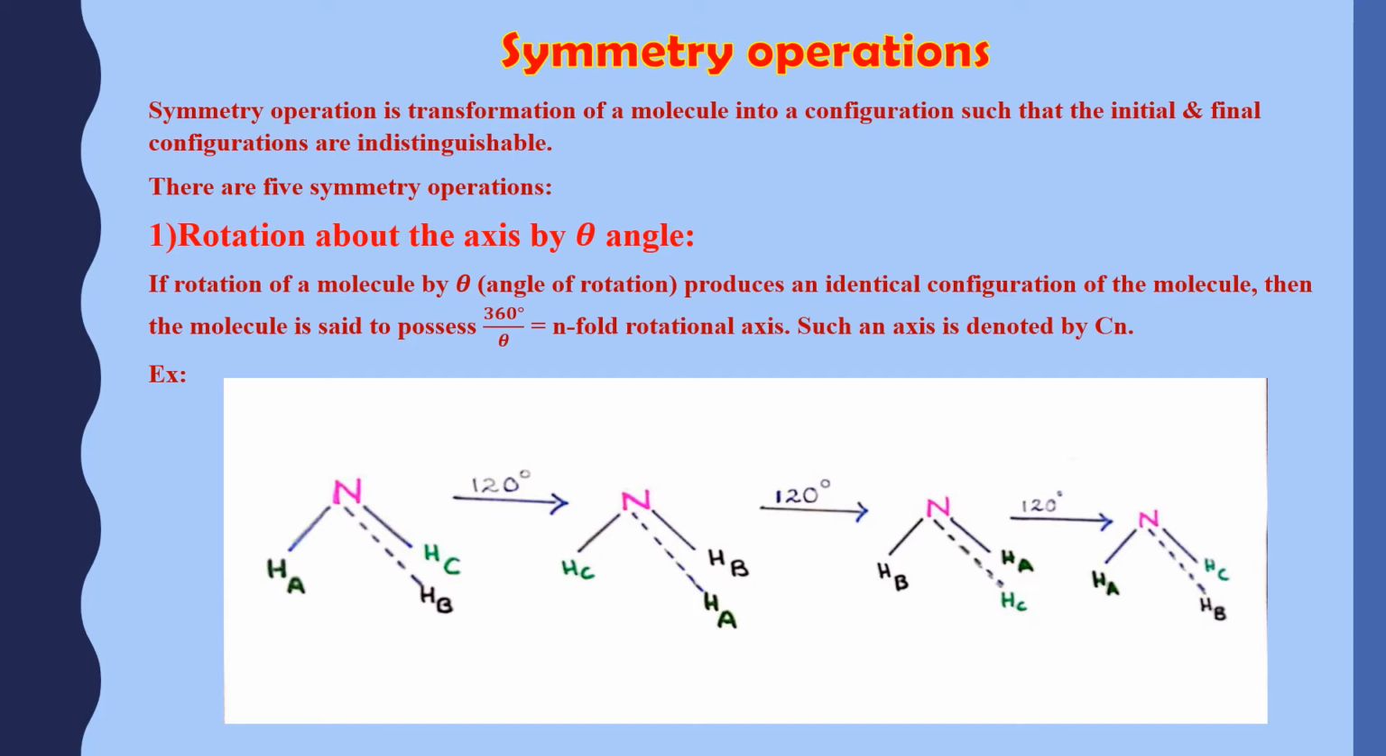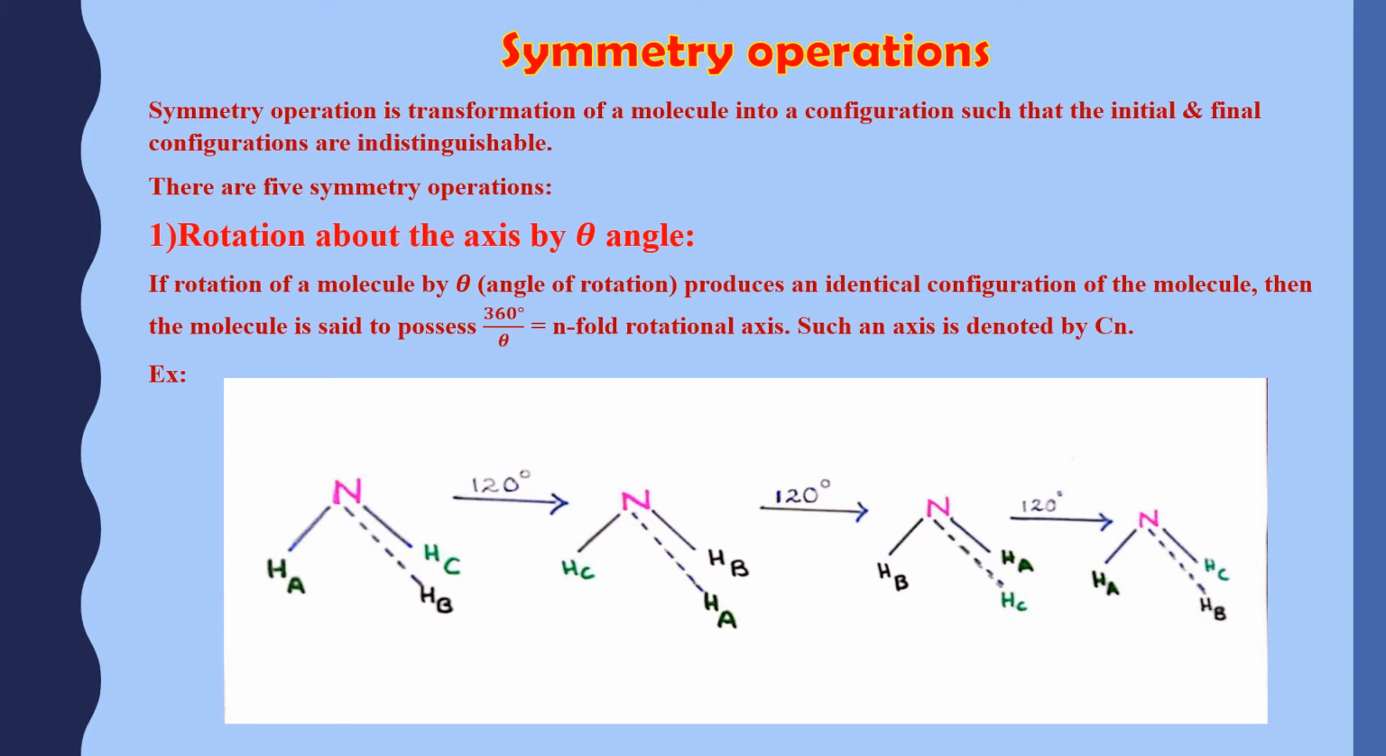If rotation of a molecule by a certain angle of rotation, say theta, produces an identical configuration of the molecule, then that particular molecule is said to possess 360 degrees by theta, that is, an n-fold rotational axis. Such an axis we denote by Cn.